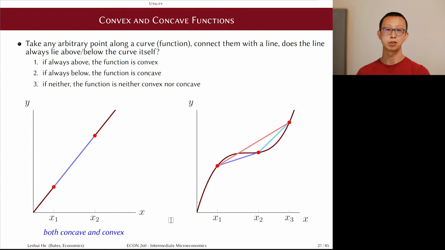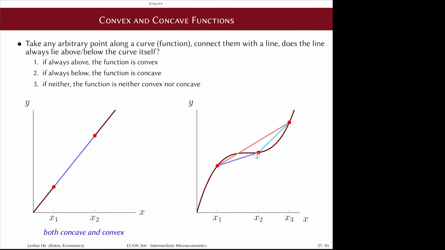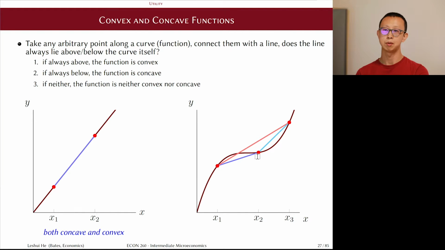And in fact, not all functions would pass one or the other of these tests. You might have a case where it passes neither. For instance, take this function that increases, but first it bends down, and then later on it bends upwards. Then it will depend on which kind of points we pick. The segment threaded through these 2 points would sometimes lie below the curve, sometimes lie above the curve, and sometimes just cross through the curve itself. In this case, the function is neither concave nor convex.